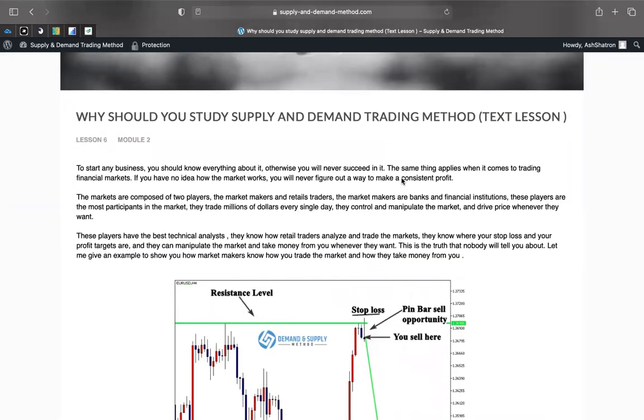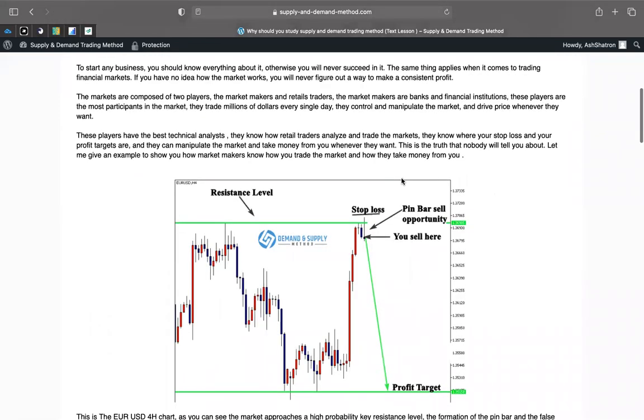Just as the word says, demand means buying, and supply means selling. You are supplying, you are giving someone the right; demand, you are demanding, buying. So this is just a retail concept where we have a resistance level, and there's been our confirmation for a sell trade. We put our stop loss here, and then we get taken out.